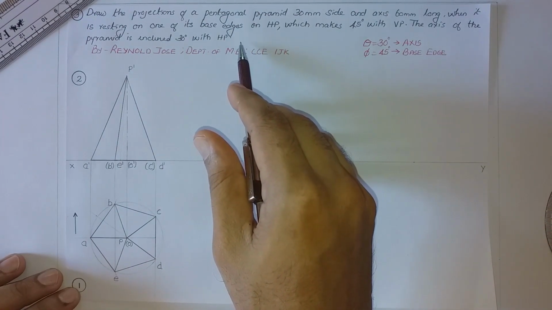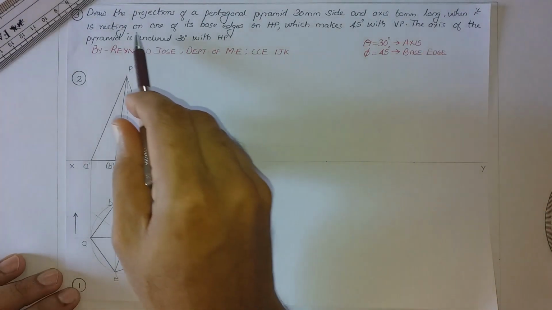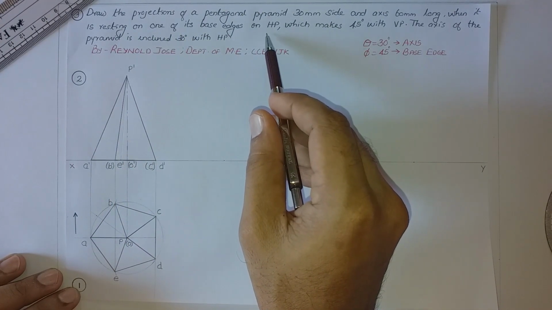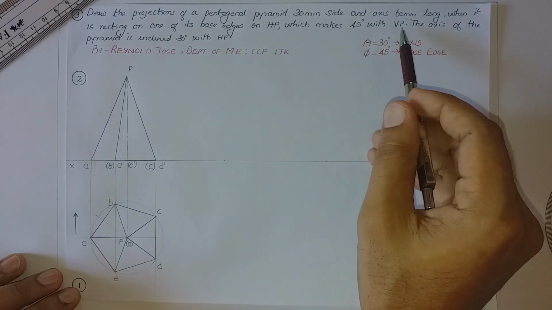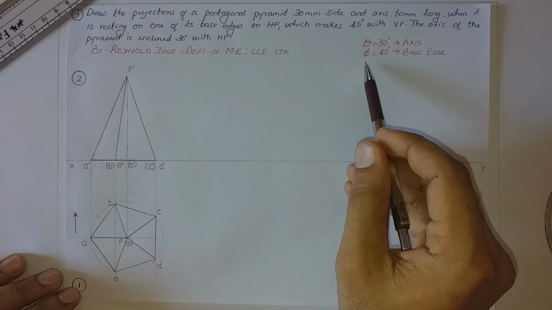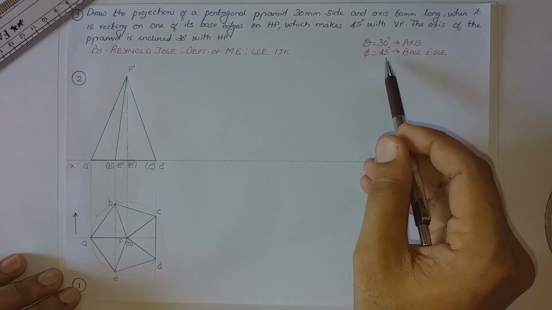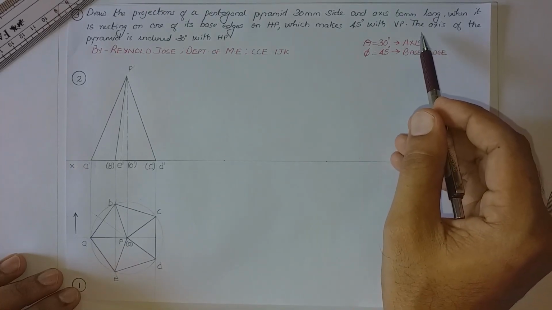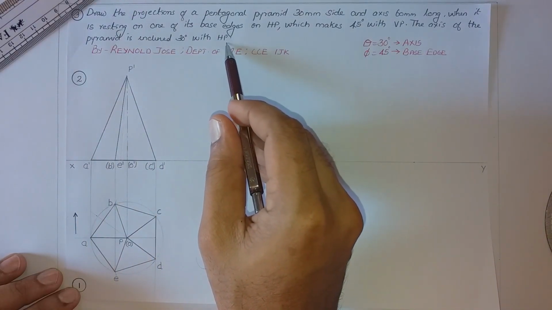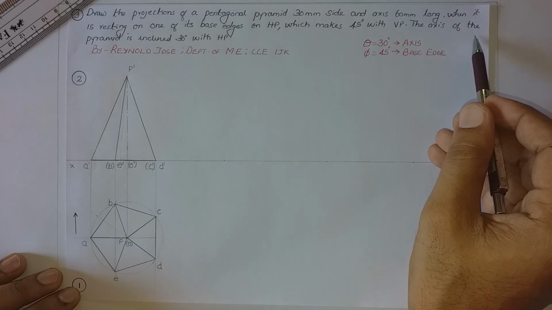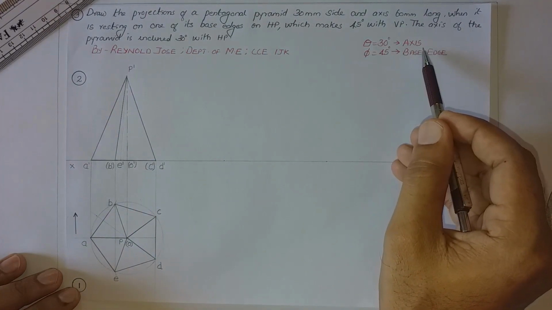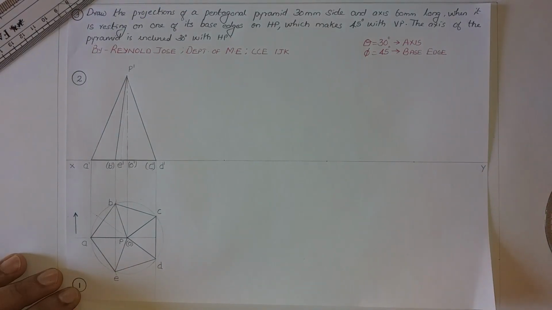So here the pyramid is resting on one of its base edges on HP, and this base edge is making an angle of 45 degree with VP. Okay, so this 45 degree with VP is phi. Phi is for base edge, and that is 45 degree. And again, the axis of the pyramid is inclined 30 degree with HP. So axis is making an angle of 30 degree with HP. So theta value is 30, and it is for the axis. So here we have got two inclinations.